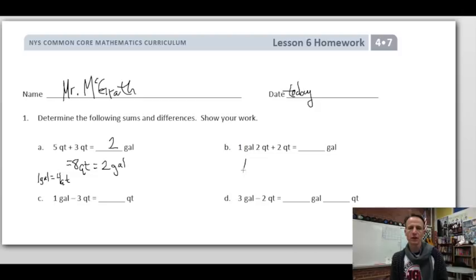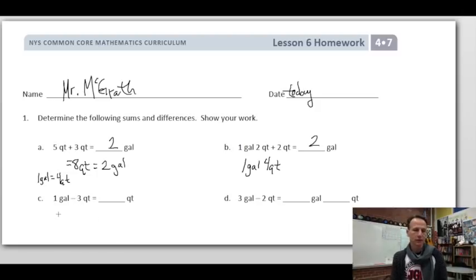Now, again, we'll do our addition down here and then work it out. So we have 1 gallon, 2 quarts, plus the 2 quarts. So that would give us 1 gallon, 4 quarts, right? But again, we know that 4 quarts equals a gallon, and so that would give us a total of 2 gallons.